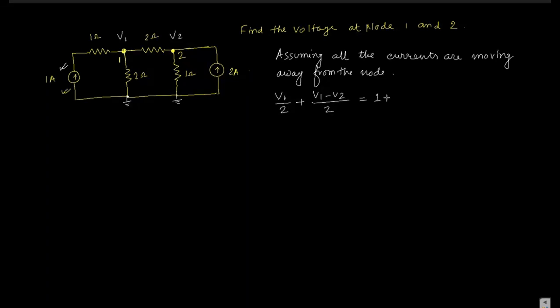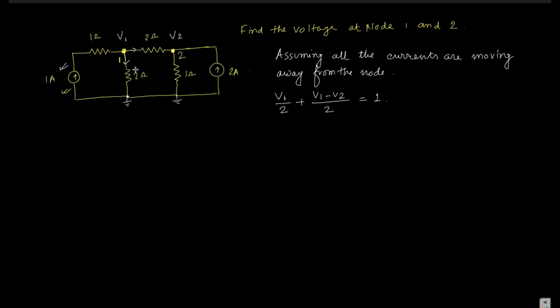Is it clear? V1 minus 0 by 2 is the current flowing through this branch, and V1 minus V2 by 2 is flowing through this branch. That is equal to nothing but the 1 ampere current here. You assume that all the currents are moving away from the node. So here one current is moving away from the node, here another current is moving away from the node.